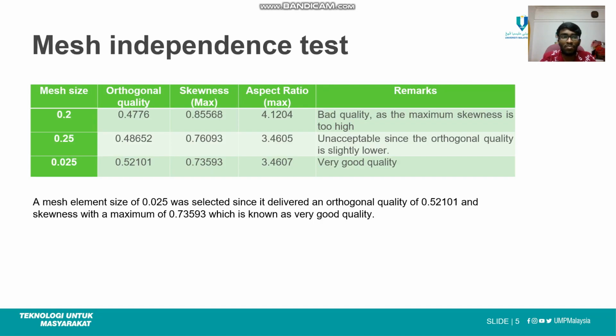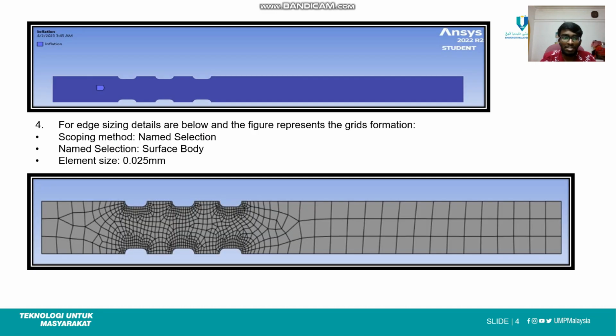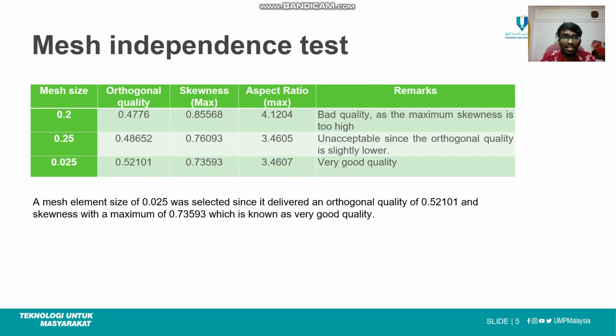Now let us look at why we chose the 0.025 mm mesh size as I mentioned before. We did the mesh test for 0.2, 0.25 and 0.025. Under the skewness and orthogonal quality, we can clearly see that the orthogonal quality and skewness for 0.025 is better compared to 0.25 and 0.2, which gives us very good quality. Thus we checked this mesh, and it is appropriate for us to use this mesh quality for a better analysis.